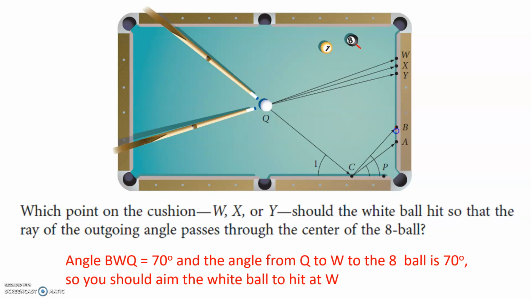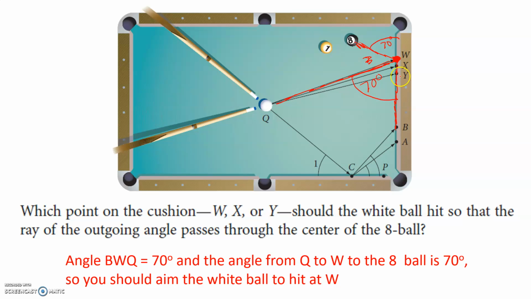I should say. Here's B, here's W, and here's Q. When we measure that, that's 70 degrees. When we measure from Q to W to the 8 ball, that is also, over here, 70 degrees. So since the incoming angle is equal to the outgoing angle when we hit at W, we know that the answer to this is you should aim at W.